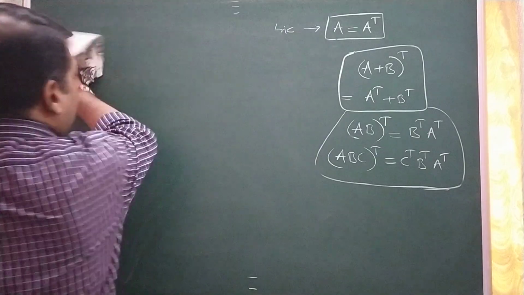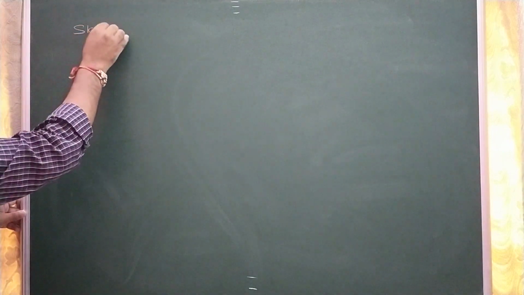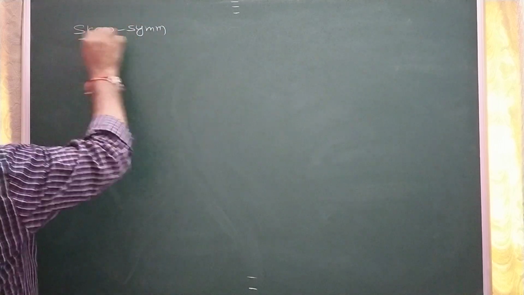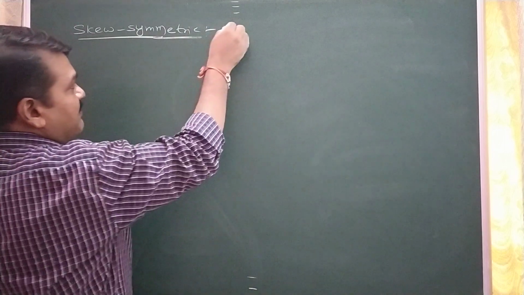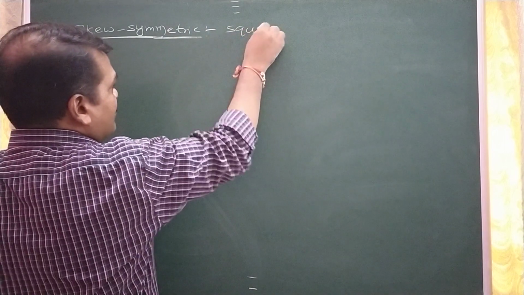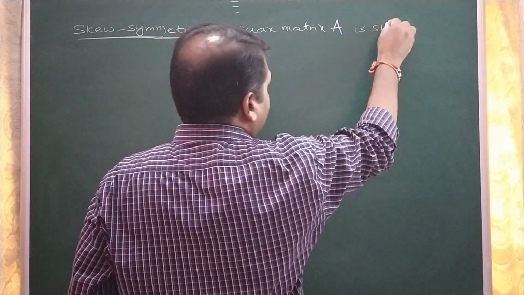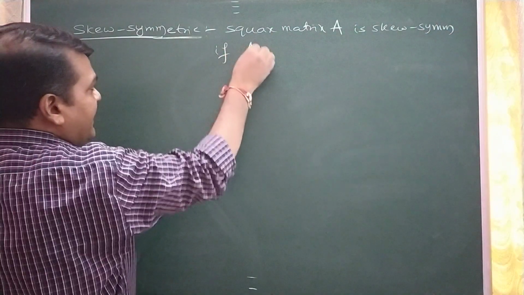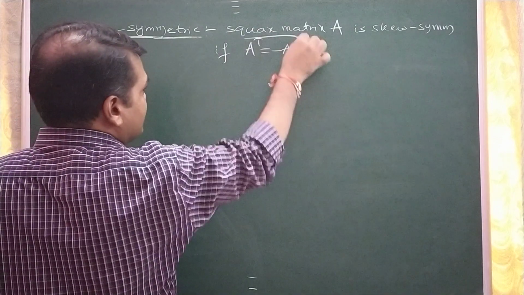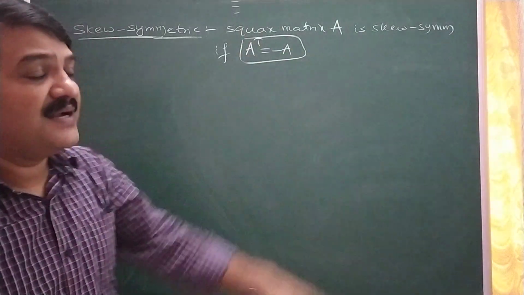Okay. Now let us come to skew symmetric matrix. Skew symmetric matrix means basically a square matrix capital A is skew symmetric if A transpose is equal to minus A. This is the basic property. That is, by transposing a matrix, you must get the negative of the matrix.